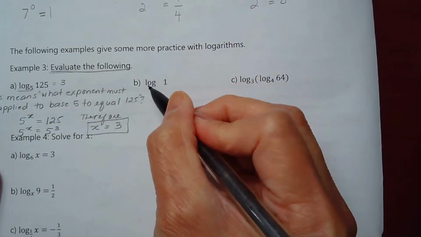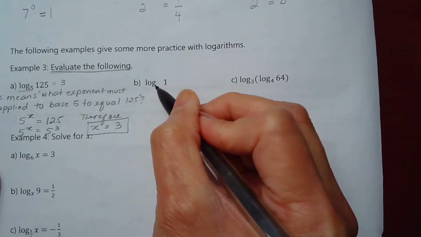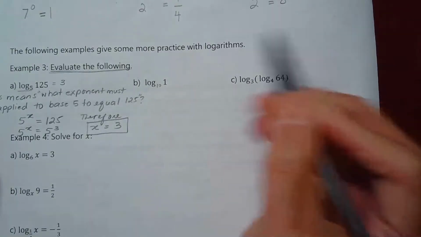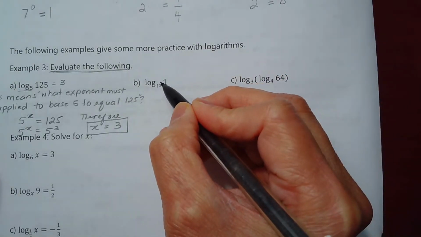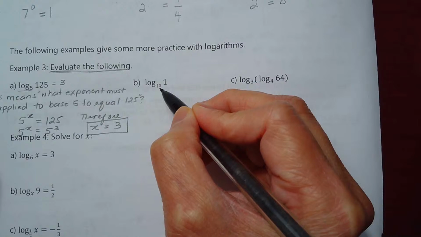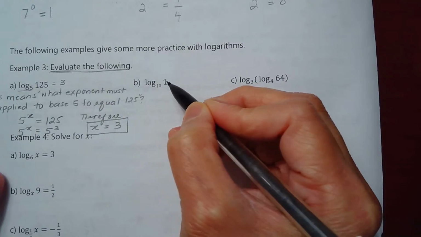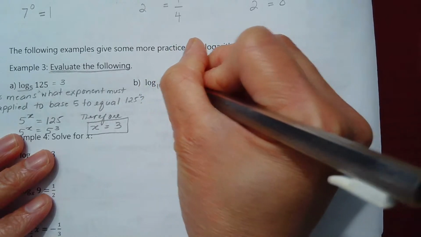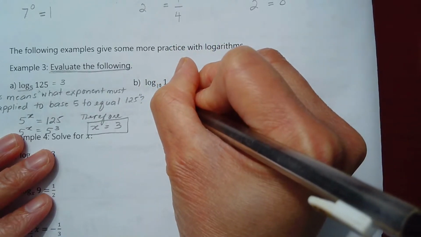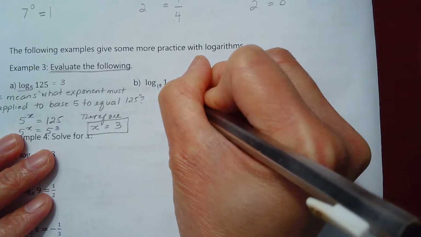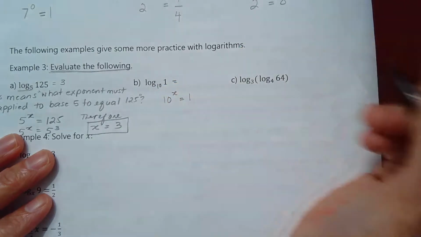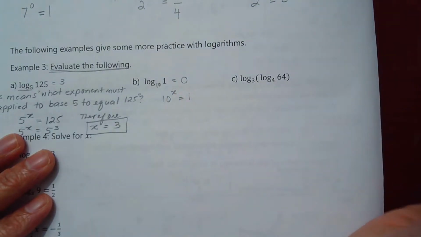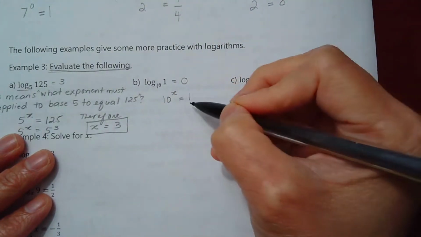Now this one here, log of 1. The base is missing. It's understood 10. So it means, what exponent do I need to apply to 10 to get a 1? So this is what it looks like. 10 to what exponent will give me 1? Well, that's going to give us exponent 0, because 10 to the 0 is 1.